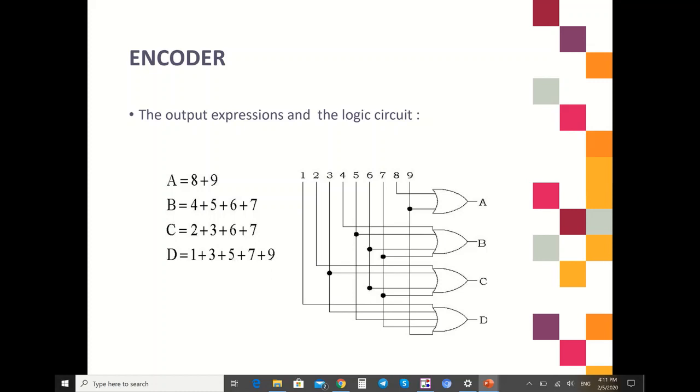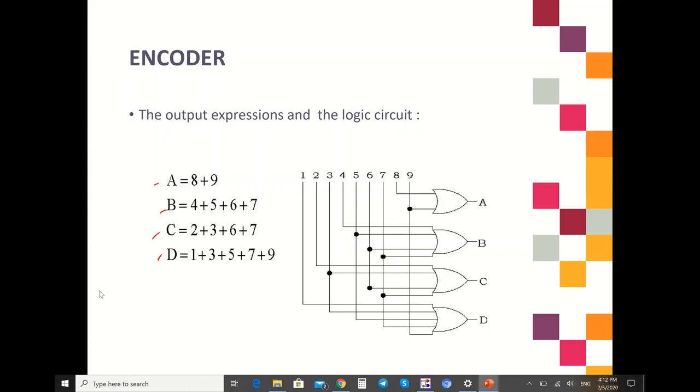Okay, so this is the expression. Based on this expression, you just draw your logic circuits. All expressions need only one gate, which is the OR gate. So this is the logic gates for A, and then this is for B, C, and also D. And then this is the input.